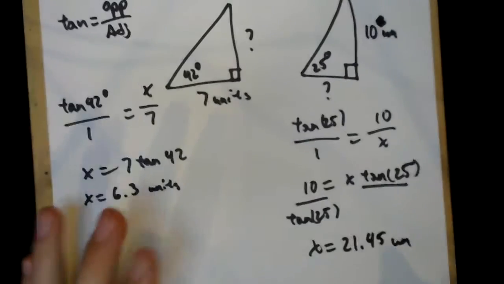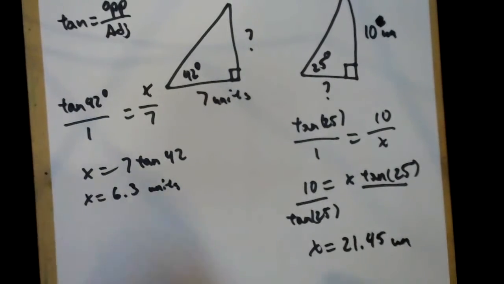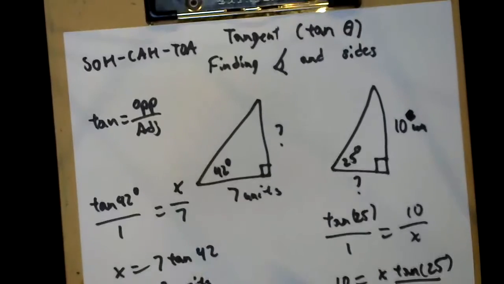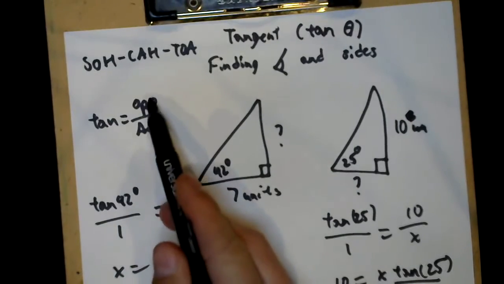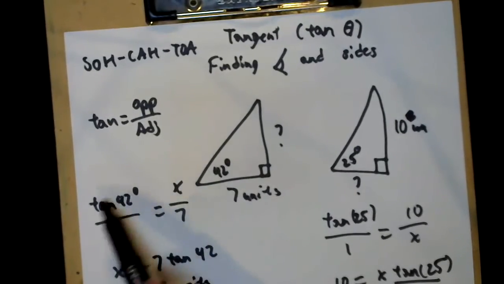So, in review, that's decently simple. You just set it equal to tangent is opposite over adjacent, then set it equal to the tangent of your degrees over 1.